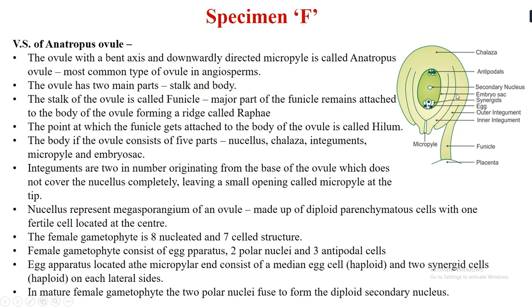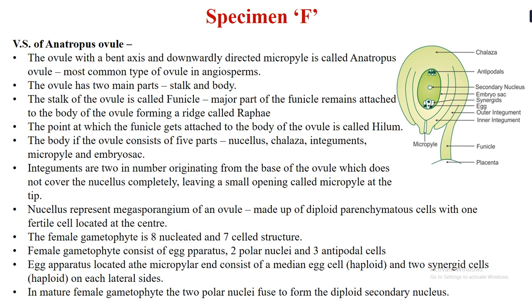Now this female gametophyte is called an 8 nucleated 7-celled structure. If you count over here, there are 7 cells present. There are 3 cells over here and 1 at the center, so this becomes 7. Each of the cells has one nucleus, and the middle cell has 2 nuclei. The secondary nucleus is made by fusion of 2 cells. That is how it is called an 8 nucleated and 7-celled structure.